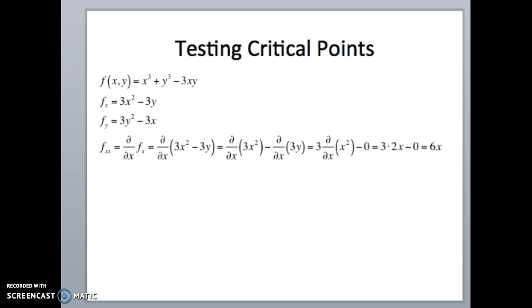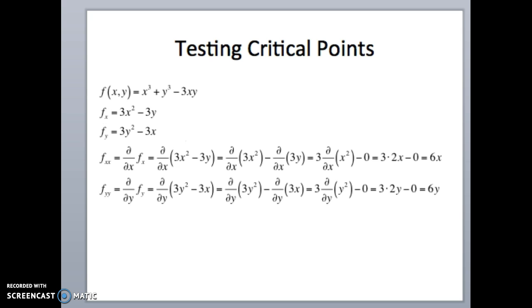So it'll change depending on which critical point you're at. It's a function of x. Now f sub yy is the partial with respect to y of f sub y. The partial with respect to y of 3y squared minus 3x. So the derivative of the difference is the difference of the derivatives. The partial of 3y squared minus the partial with respect to y of 3x. Similarly, I pull the constant out, 3 times 2y, 6y here. The partial with respect to y of 3x, y believes x is a constant, y believes 3 is a constant, so the partial derivative of a constant is going to give me 0. And we can get f sub yy is indeed 6y.